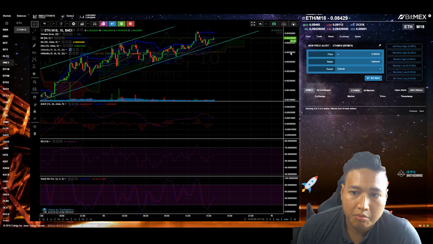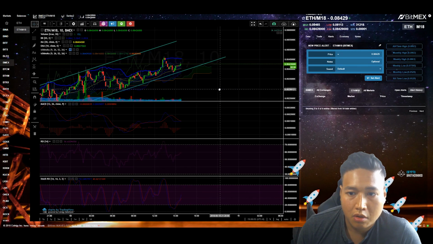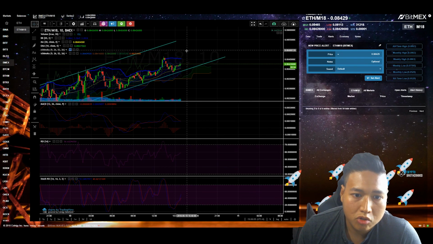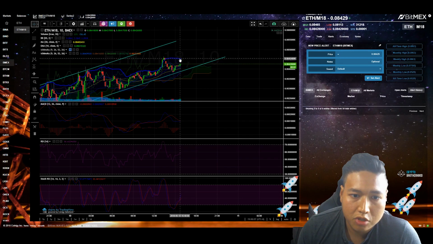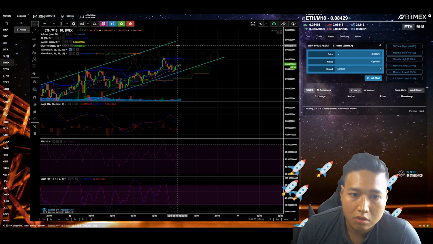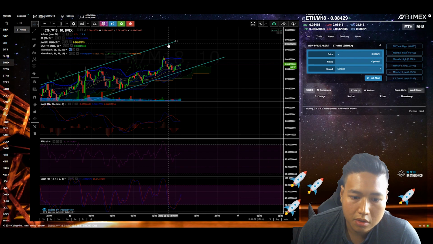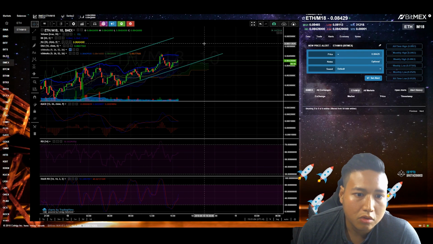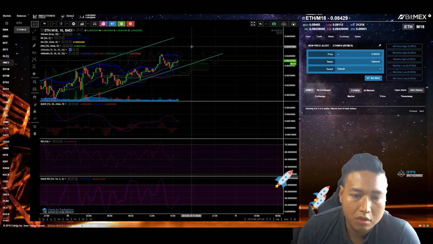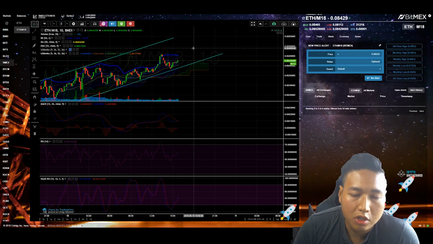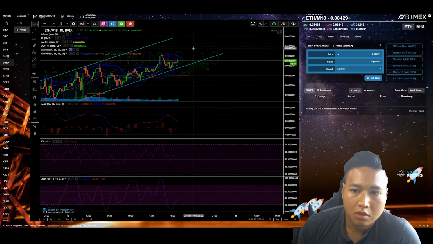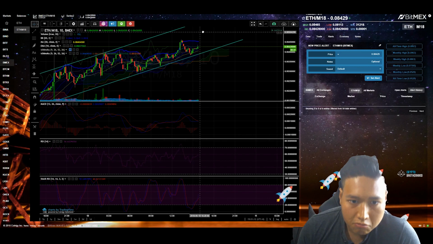A couple of exit points I see: shorter term, once it hits the Bollinger Band, longer term if it hits the resistance, and of course I'll use the indicators to see when it's overbought. That'll be a good time to exit as well. So there you have it.